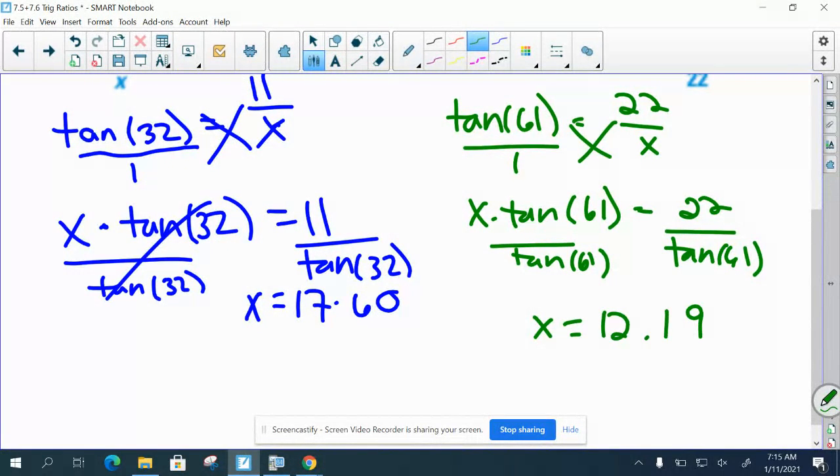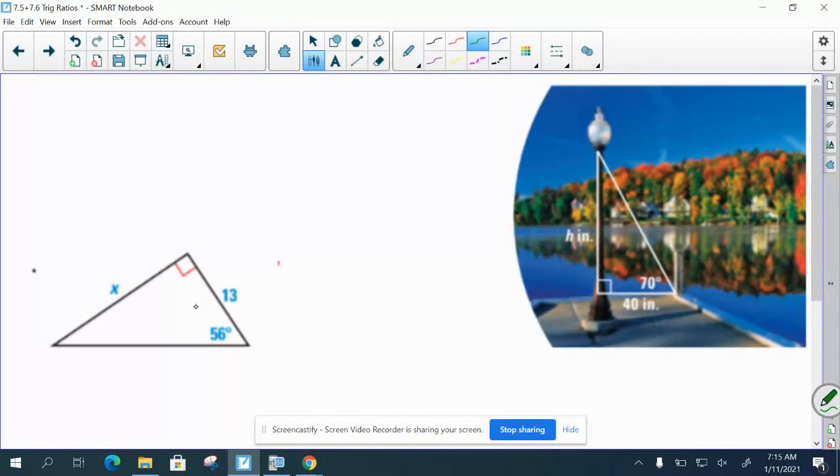All right, let's look at a different example. So here we've got the angle 56, and let's call the other one 1, 2, so this would be 3 and 4. So still we have opposite over adjacent. So tangent of 56 equals x over 13.